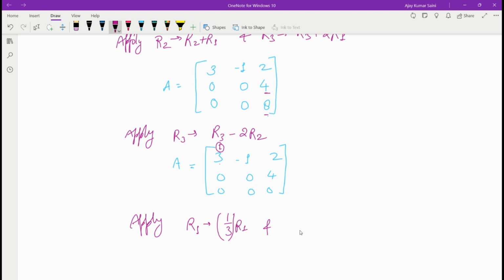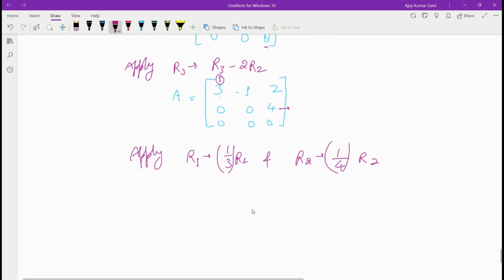So R2 is also 1 by 4. If I divide this row by 1 by 4, then it is also 1. So I can add this statement and apply it in the next step. So A is equal to, what is here, 1, minus 1 by 3, 2 by 3, 0, 0, 1, 0, 0, 0.